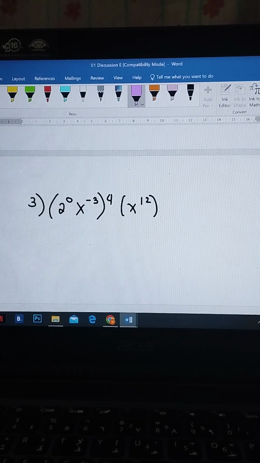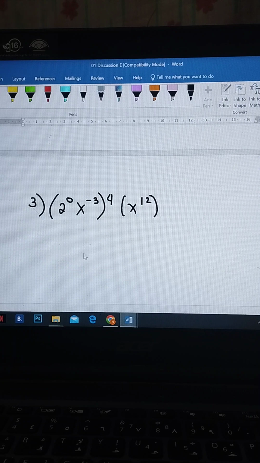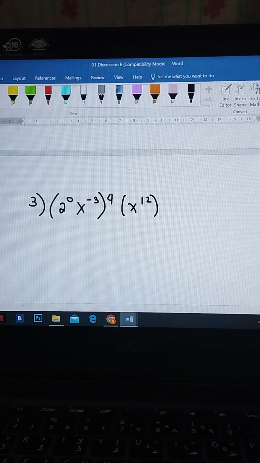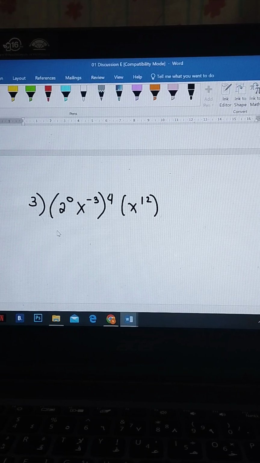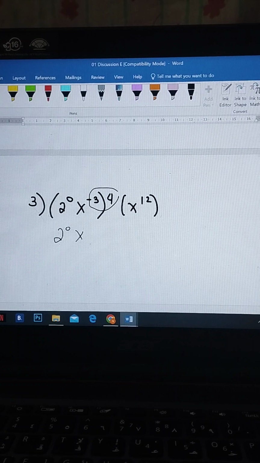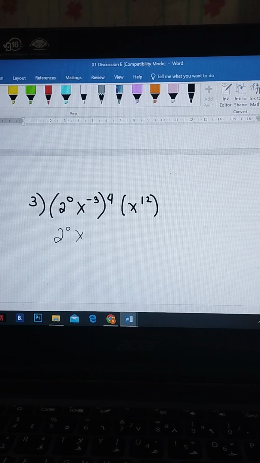Next is number 3. First, we will remove the exponent 4 here by using the law of exponents for power of a product. So 2 raised to 0 times 4, that is 0 times 4 is equal to 0, so it's still 2 raised to 0. Next is x raised to negative 3 times 4. Negative 3 times 4 is negative 12. So x raised to negative 12.